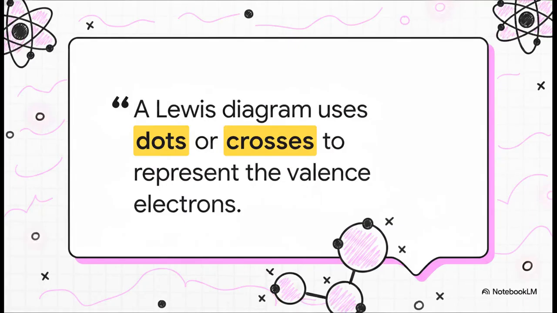Now, the absolute genius of the Lewis diagram system is that it uses simple dots or crosses to represent those valence electrons. We don't have to draw complex 3D clouds or crazy inner orbital rings. We simply write the chemical symbol of the element to represent the nucleus and inner electrons, and then we just surround it with those dots and crosses. It keeps our chemical ingredients highly visual, distinct, and incredibly easy to track as they move around.